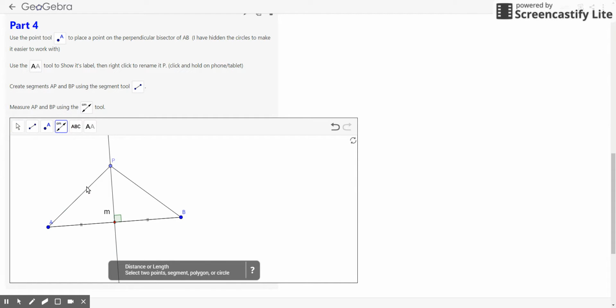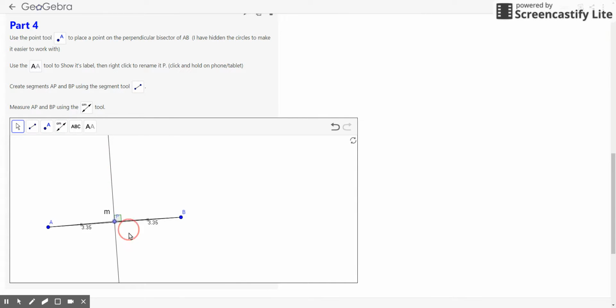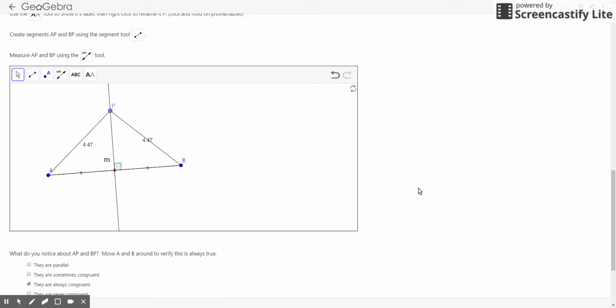Now, if we measure these distances, take a look at what we notice about that distance from A and B to any point on that line P. And go ahead and answer the questions.